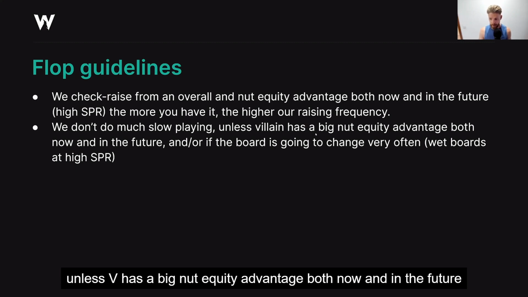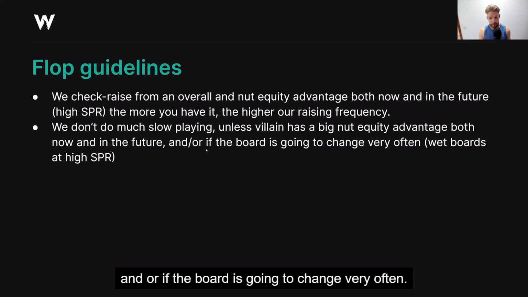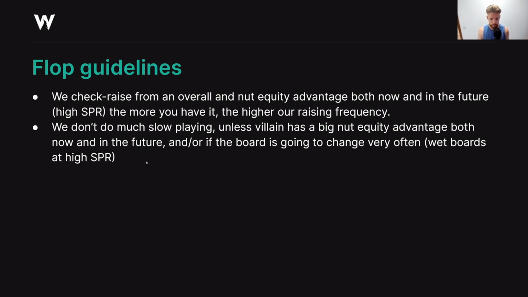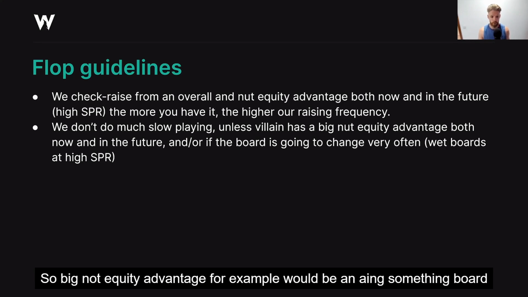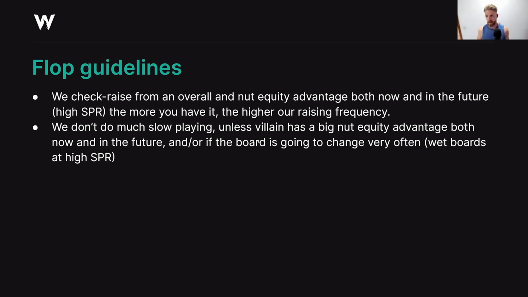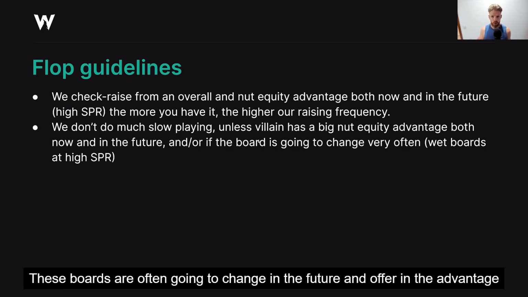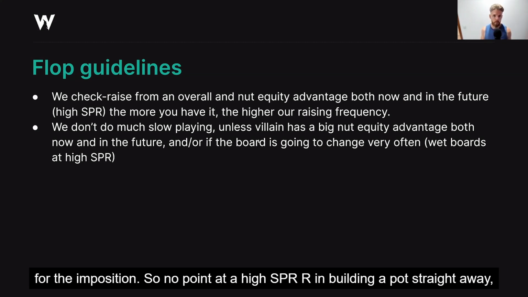Unless villain has a big not equity advantage, both now and in the future, and or if the board is going to change very often. So take wet boards at a high SPR. A big not equity advantage, for example, would be an ace, king, something board, and he makes a big c-bet. So these are like both combined, or like a triple Broadway board. These boards are often going to change in the future and offer an advantage for the player in position. So no point at a high SPR in building a pot straight away.